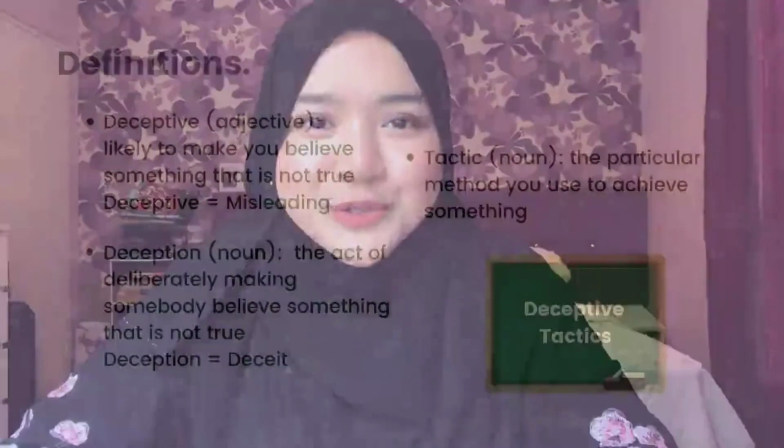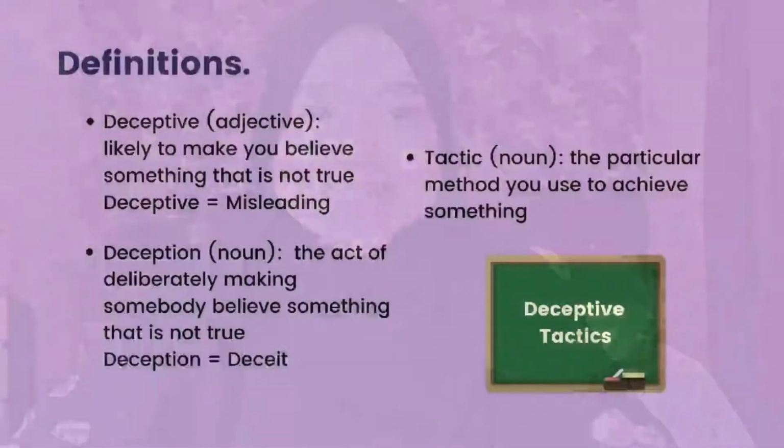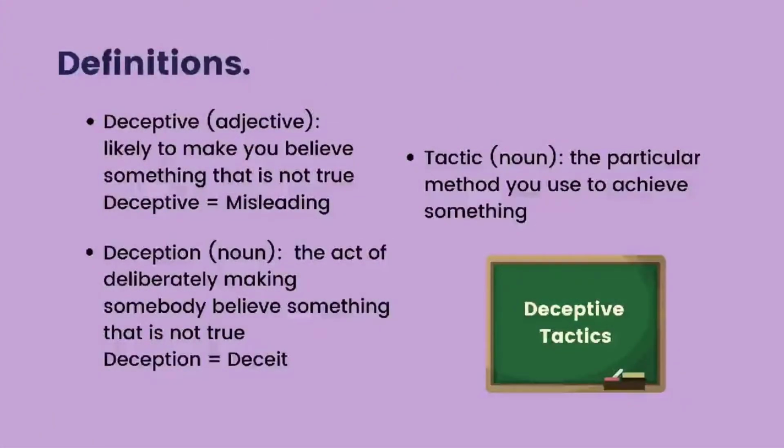What is deceptive? Deceptive means it is likely to make you believe something that is not true. It also means misleading. What is deception? It is the act of deliberately making someone believe something that is not true. Deception also means deceit. What is tactic? Tactic means the particular method you use to achieve something.